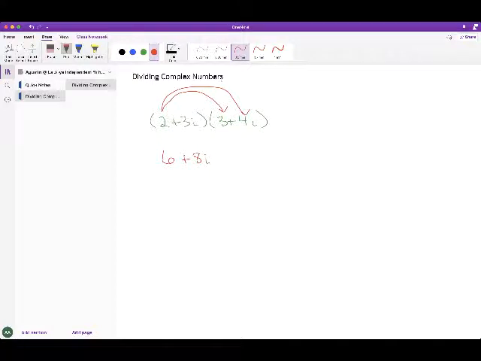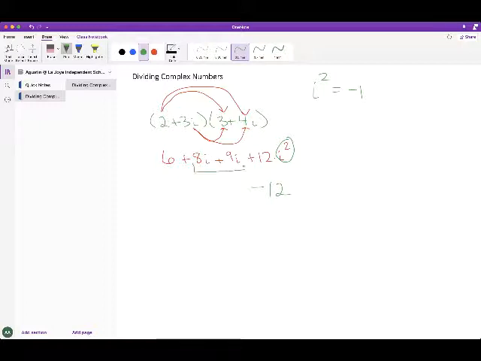And then we repeat the process with the second term on the first binomial. So 3i times 3 gives me 9i, and 3i times 4i gives me 12i squared. And this is important. This i squared right here is super important, because remember that i squared is equal to -1. So what happens with this -1? This becomes a -1, so 12 times -1 becomes minus 12.